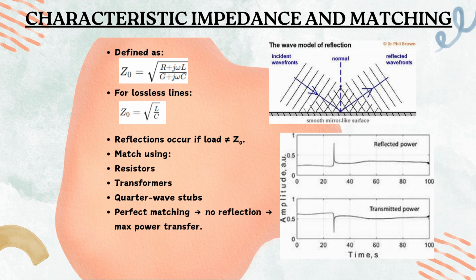So let's go to the next, which is characteristic impedance and matching. One critical concept of transmission lines is characteristic impedance, denoted as Z0. This is the impedance of the line, which is defined as I have shown below. Matching the impedance of the source, transmission line and load is vital to avoid signal reflection. If the impedance doesn't match, part of the signal is reflected back, resulting in power loss and distortion. Perfect impedance matching means no reflection and maximum power transfer.